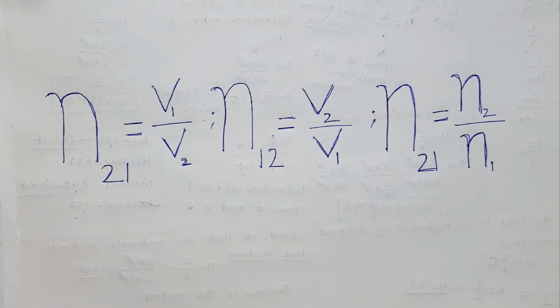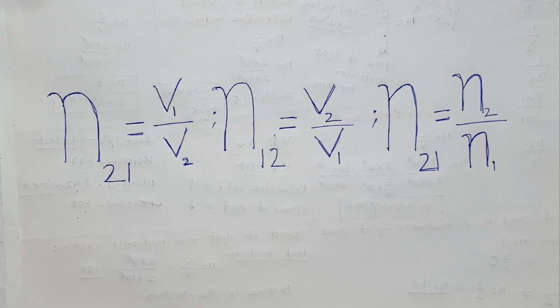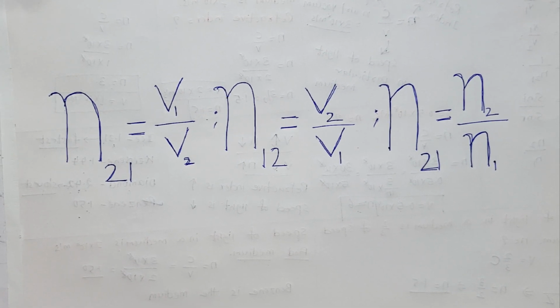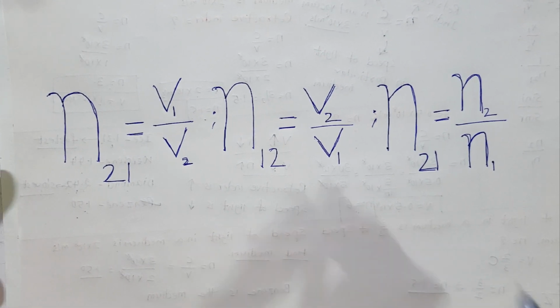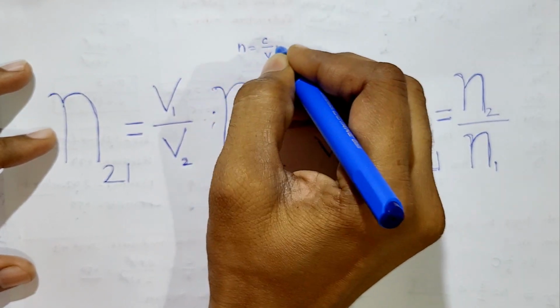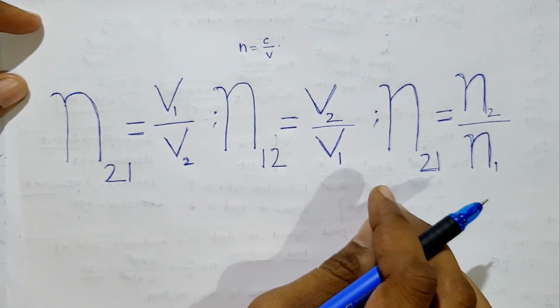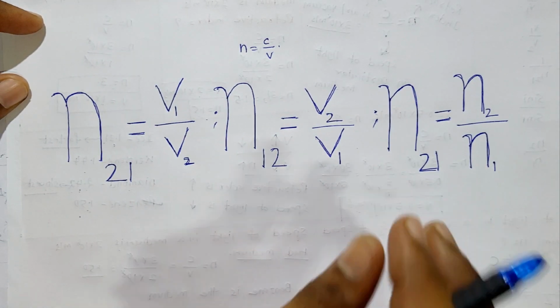In the last class, we discussed refractive index and absolute refractive index, and we solved so many problems on the formula n is equal to c by v. Correct? In this class, we are going to study problems on relative refractive index.